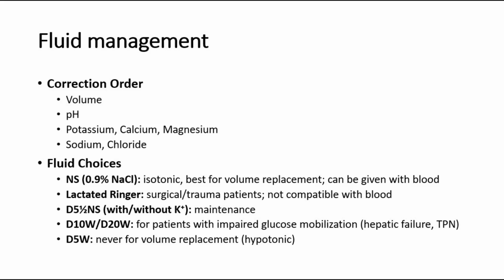Normal saline is an ideal fluid for volume replacement because its osmolarity closely matches that of serum. Hypotonic fluids such as 5% dextrose should never be used for volume replacement. Lactated Ringer solution is commonly used for surgical or trauma patients, however, only NS can be administered in the same line with blood products.